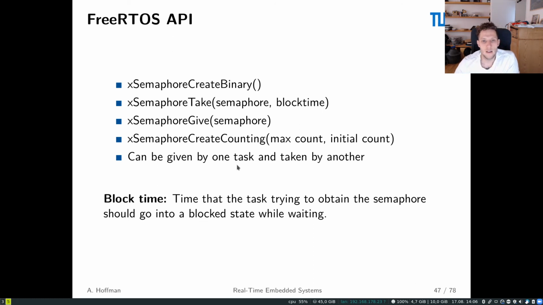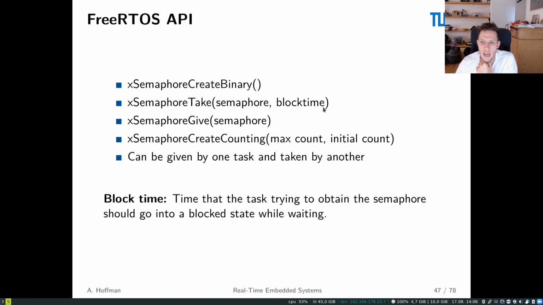The FreeRTOS API for it is quite simple. We have the creation function to create it. We have a handle, which we have here. The semaphore is where we would place in a handle, similar to when we're using a task. We have a task handle to reference the task, and we have a semaphore handle to reference the semaphore that we're talking about. You have to initialize the handle by invoking the create binary function. You then take it and you give it.